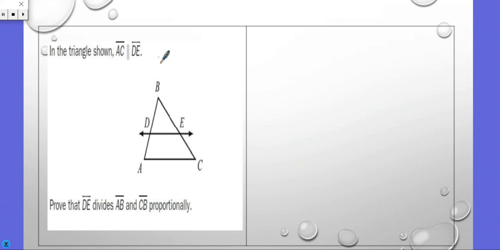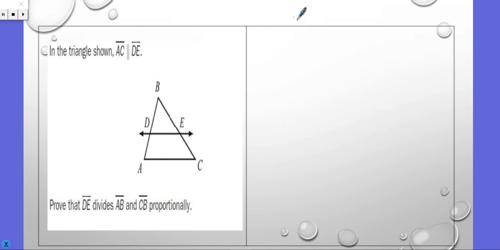All right, so this says in a triangle shown, line segment AC is parallel to line segment DE. Prove that DE divides AB and CB proportionally. So it's saying that AB and CB get divided proportionally. In other words, this side equals this side and this side equals this side. So we want to show that they're going to be proportional when I set them up.